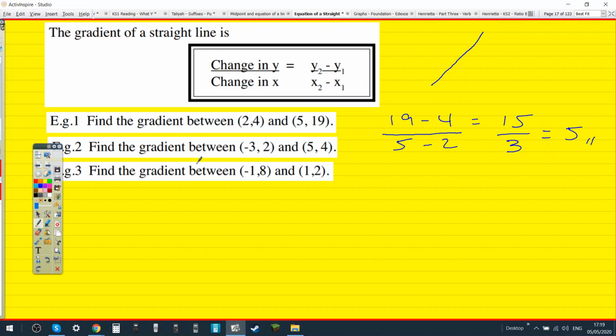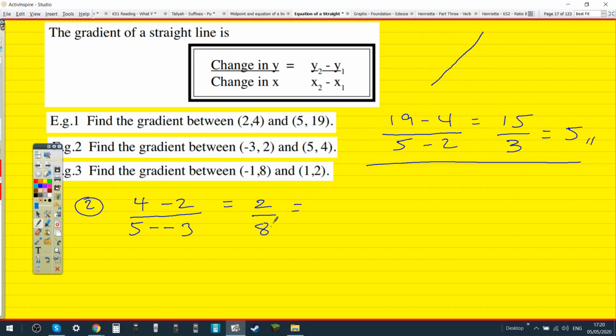Okay. Number 2. Find the gradient. So for y, it will be 4 minus 2, which is 2. And then for x, it will be 5 minus minus 3. Will just turn to plus. So then it will be 8. Yes, so 5 plus 3, and that's 8. 2 over 8.